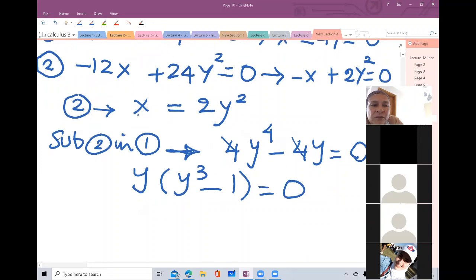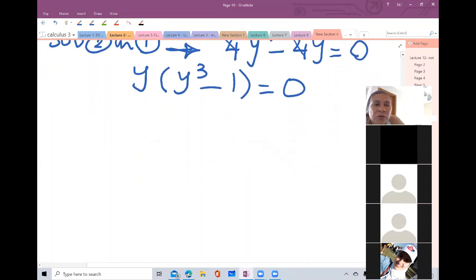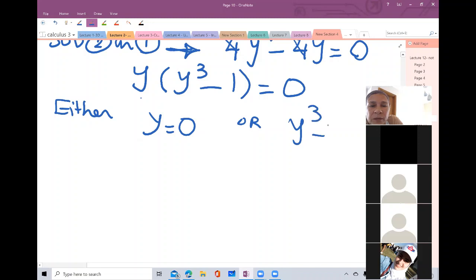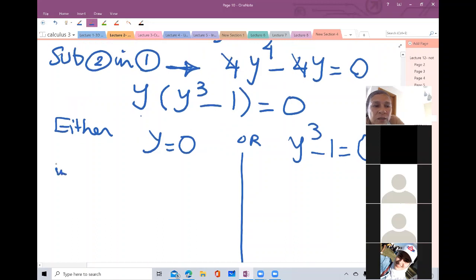Take care here when you solve equations like this: you have a product of two brackets equals 0. So either y is equal to 0, or the other bracket, y cubed minus 1, equals 0. I must take into consideration all possible solutions. Now I have two paths here. If y is equal to 0, I'll go back in equation 2 and substitute for my x. So my x is equal to 0. So I have this critical point, which is the point (0, 0).